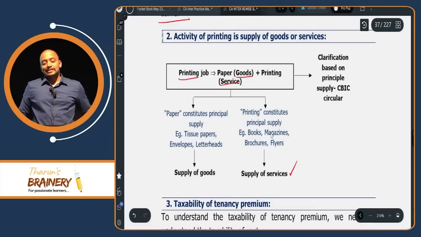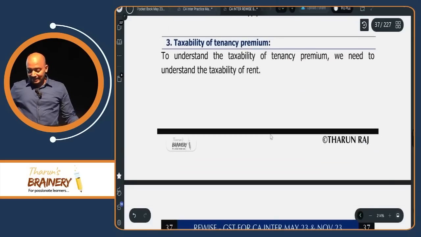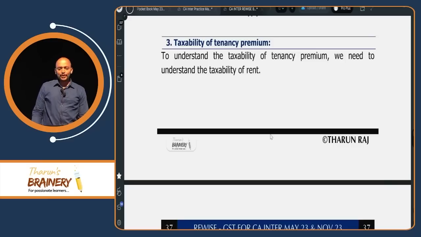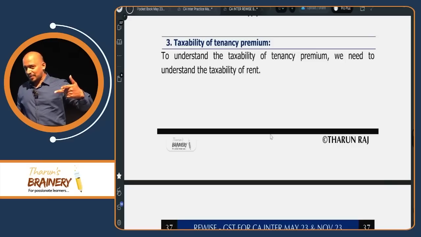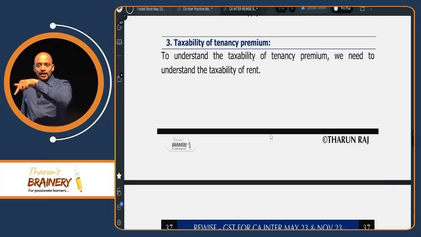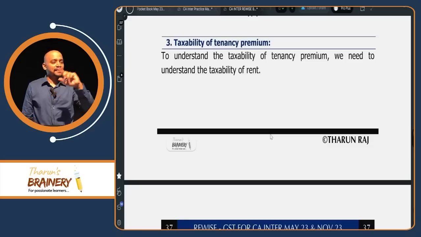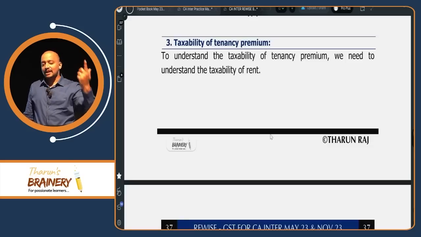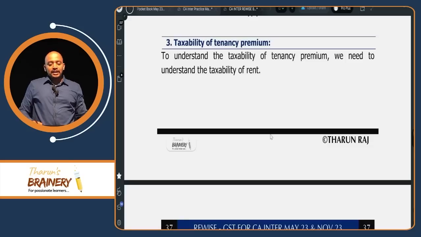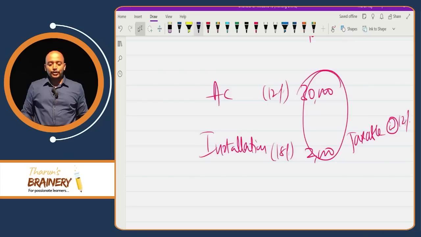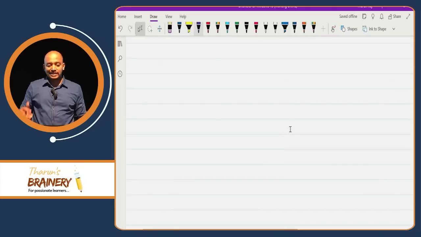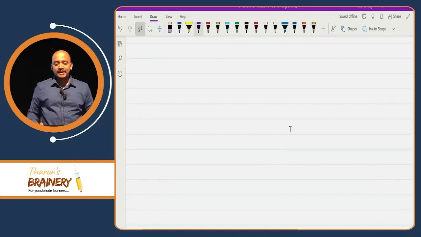Understood? Then, next one, tenancy premium. To understand tenancy premium, there is one connecting concept that we need to know, that is taxability of rent. Then we will come back to tenancy premium. Now there is an amendment. So first I will tell you what the provision was.